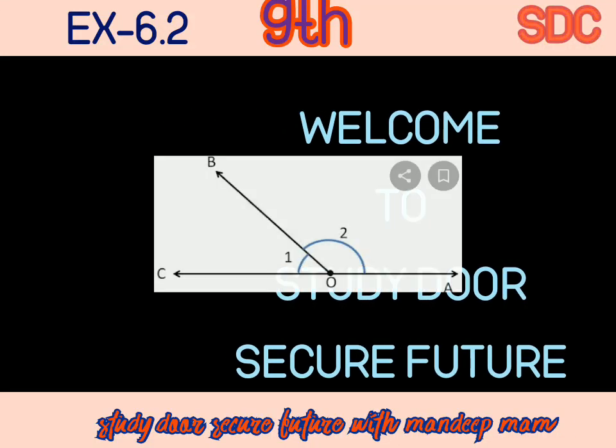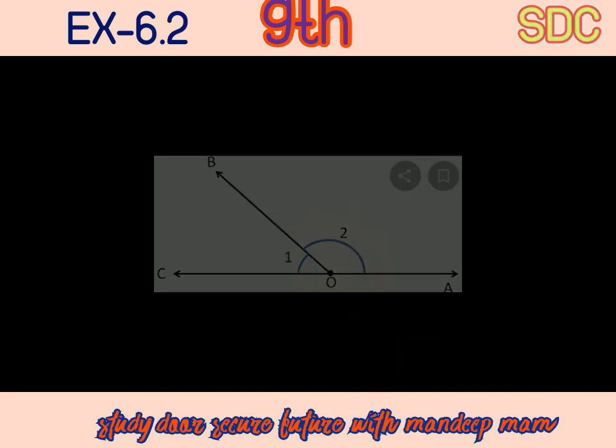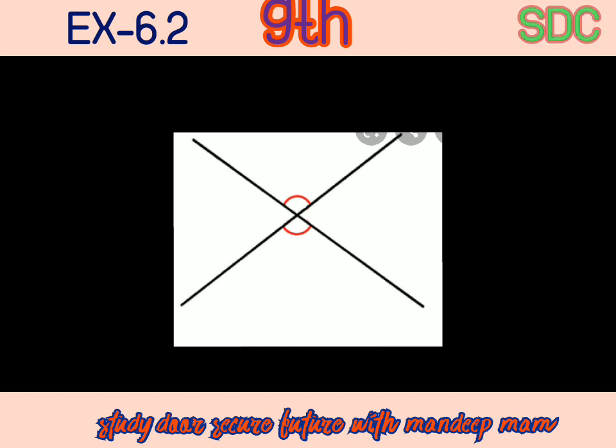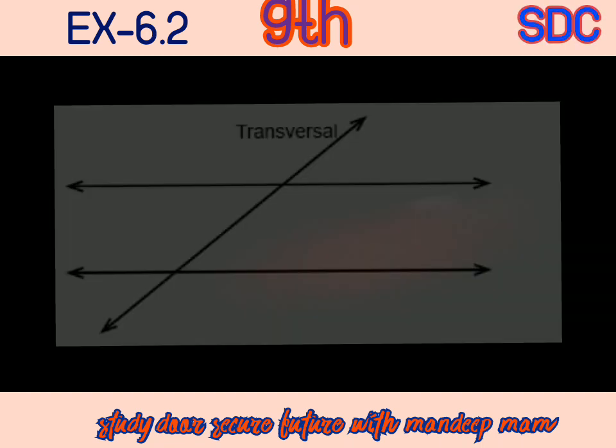In the last video, we learned that the sum of angles on a straight line is 180 degrees. And when two lines intersect each other, the opposite vertical angles are always equal. Now in this video, we will study angles between parallel lines and a transversal line. Now let's start our topic.